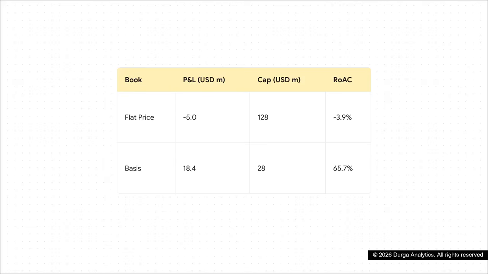Over a 3-year period, it consumed an average of $118 million in capital to produce a net loss of $5 million. That's a negative 3.9% ROAC. Meanwhile, the basis book was starved. It got just $28 million, despite actually producing $18.4 million in profit, an astonishing 65.7% ROAC. Allocating based on absolute P&L rewarded the outcome rather than the process, which compounded a fatal concentration error.